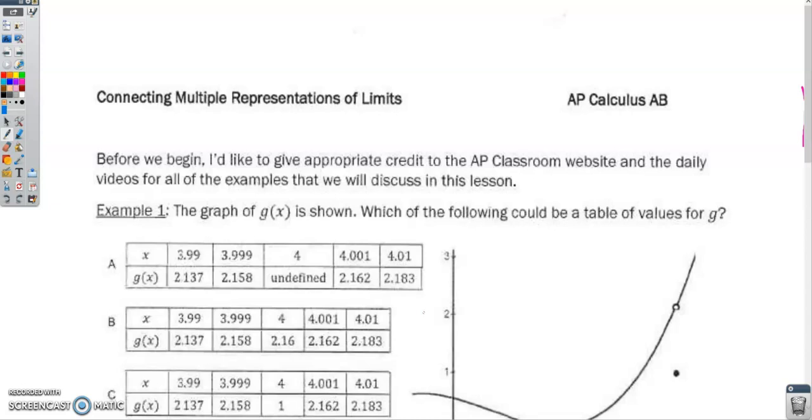This video deals with material from Unit 1, Section 9 of AP Calculus, connecting multiple representations of limits. Up to this point, we've talked about how we describe limits verbally, how we can represent limits graphically, how we can represent them numerically using a table of data, and how we can represent them algebraically by using functions or equations. In this lesson, we're going to look at a bunch of different contexts where we look at those particular limits from multiple representations.